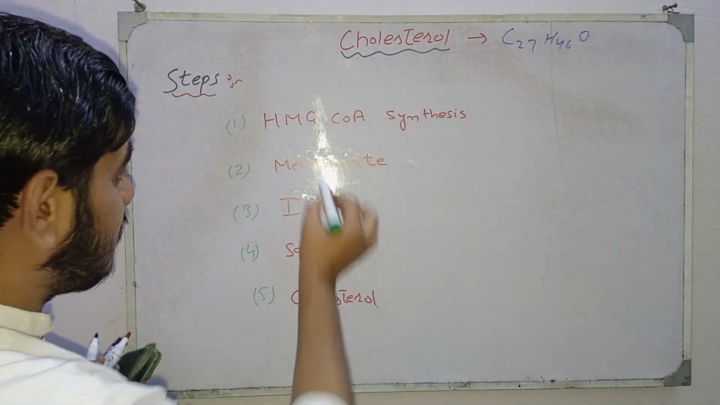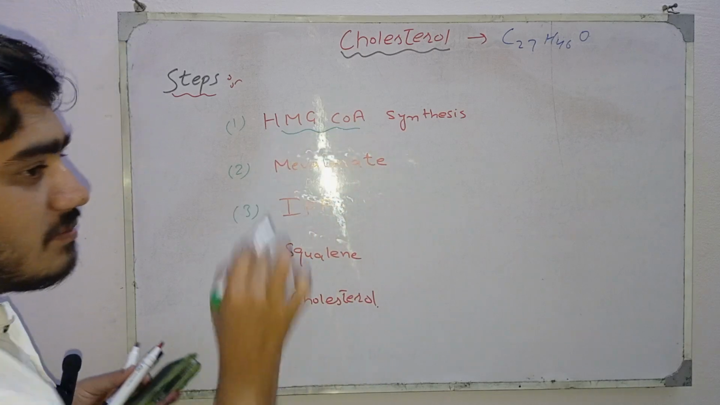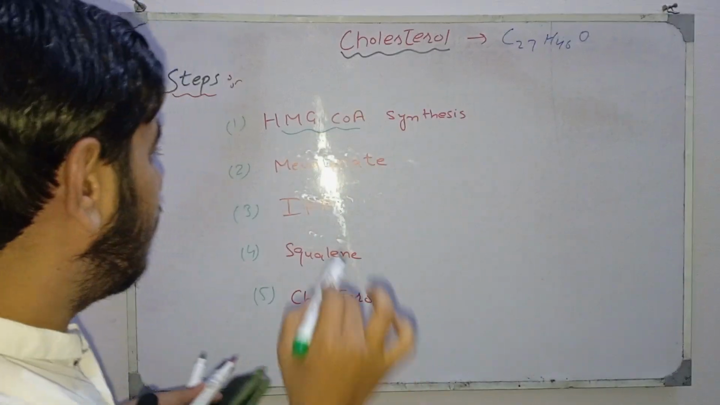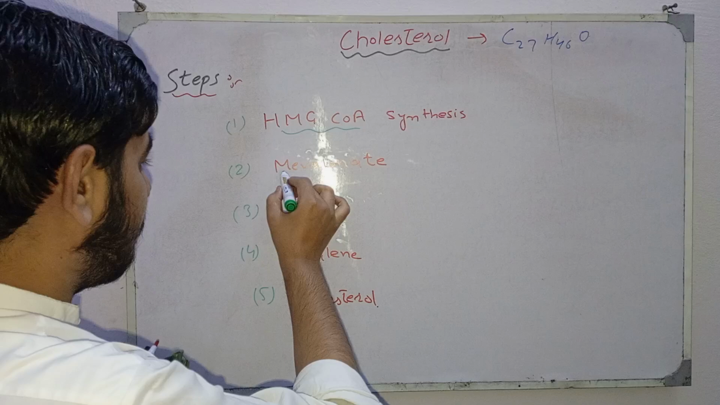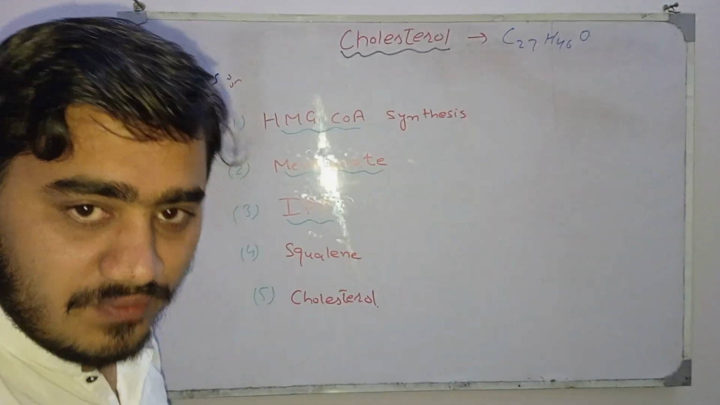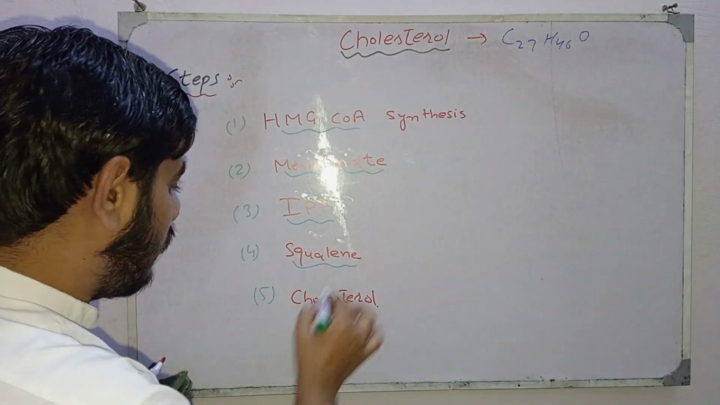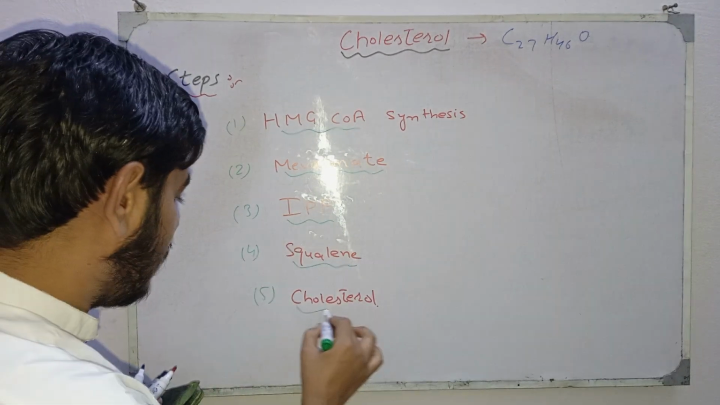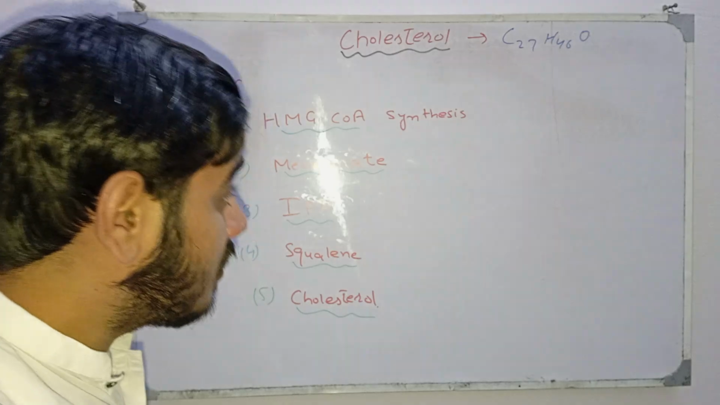There are 5 important steps: hydroxymethyl glutaryl coenzyme A synthesis, mevalonate synthesis, isopentenyl pyrophosphate synthesis, squalene synthesis, and the last one is cholesterol synthesis.